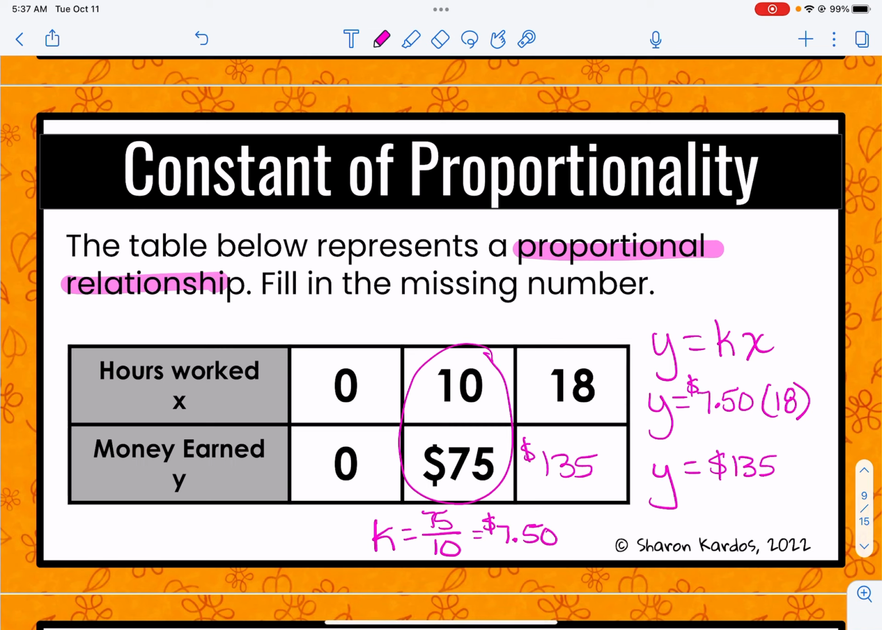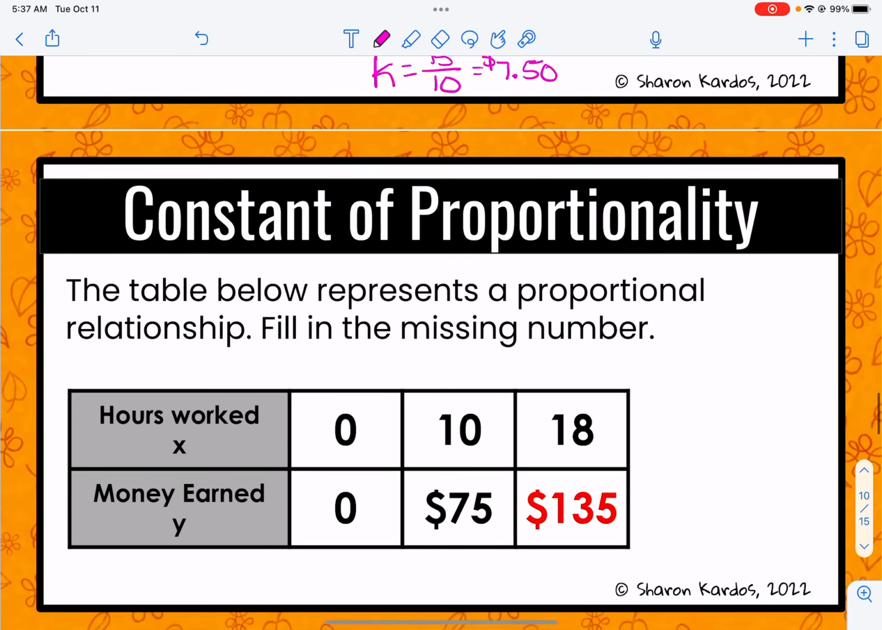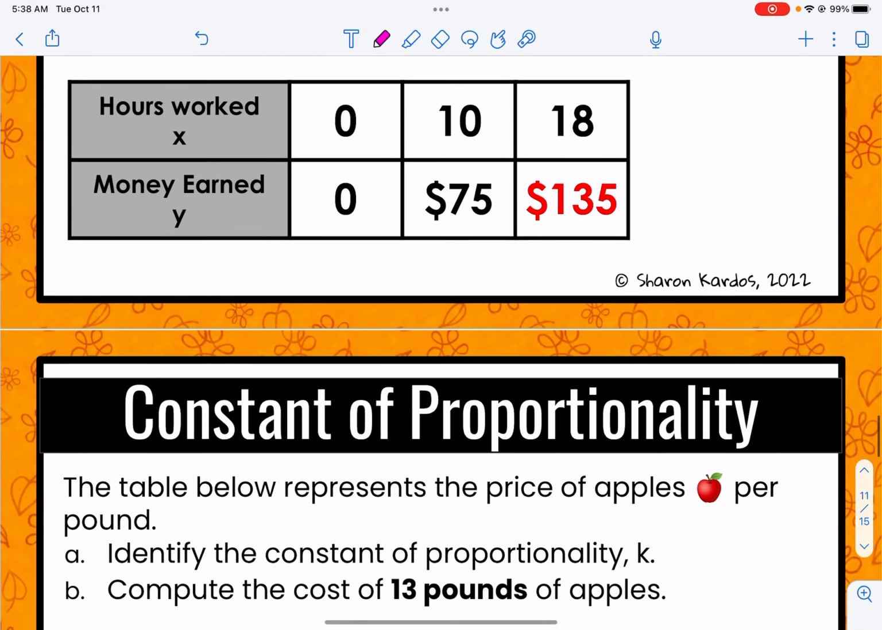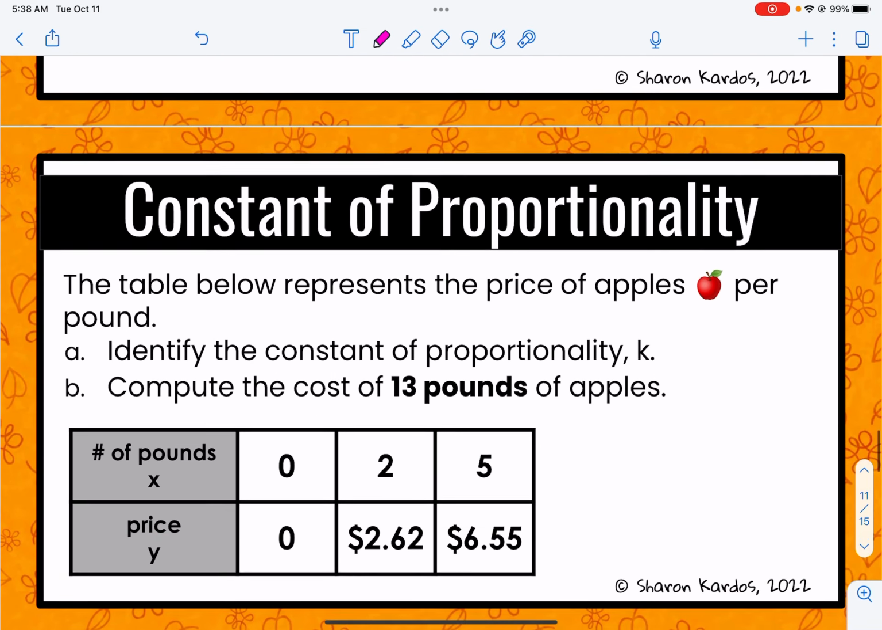Okay, so we found the constant of proportionality, used one of the y divided by x's that we were given, one of our coordinates, and then just put it into the equation that we've used before, y equals kx, and found out the missing information. Now we can see on this slide that yes, we did have the answer correct. So that's always good to know.